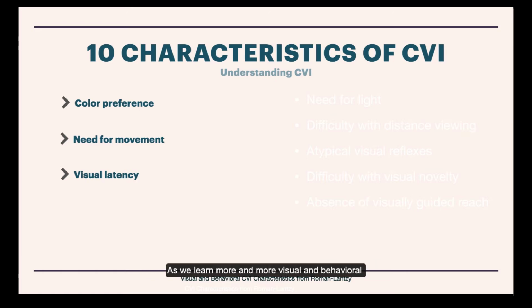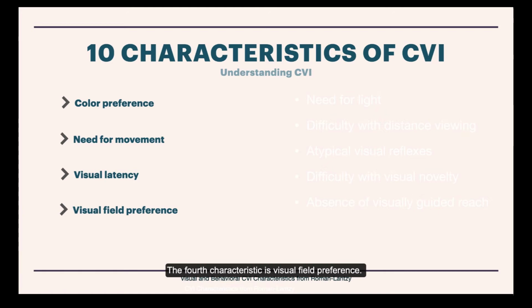As we continue to learn more and more of the visual and behavior characteristics, you will see how they are intertwined and easily impact each other. For example, think for a moment of a student that becomes distracted by movement in the hallway. How might their latency impact their ability to refocus their attention on the intended target? Further, if a professional observes this behavior and doesn't understand CVI, how might they perceive this child's behavior?